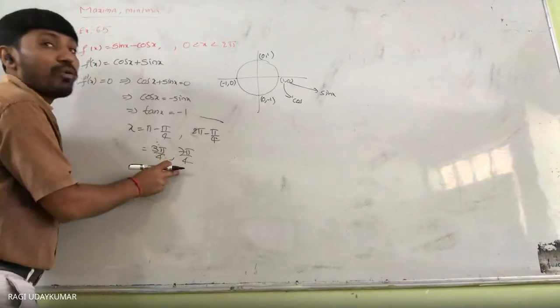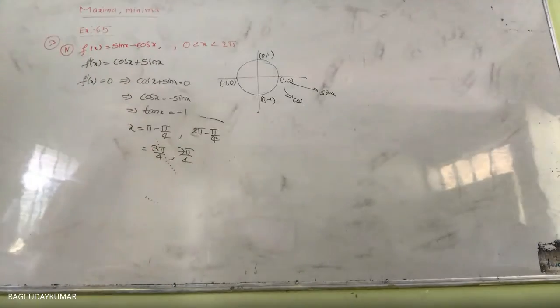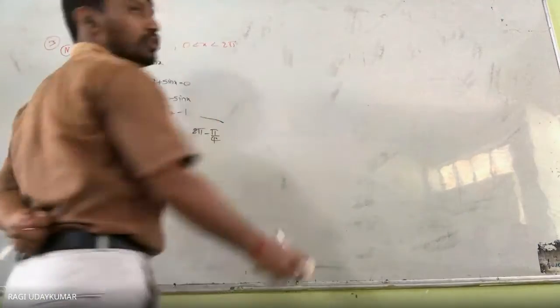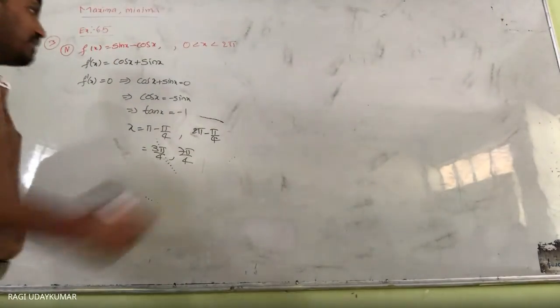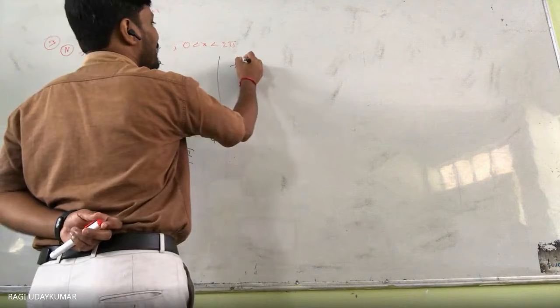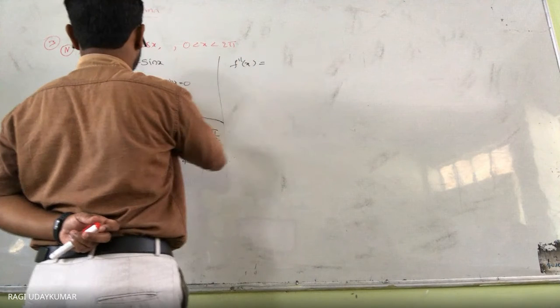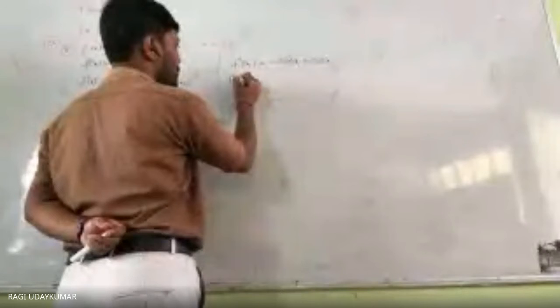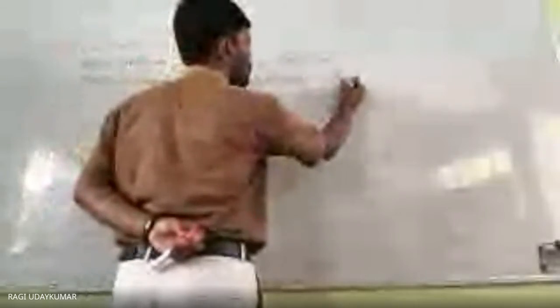So now at these 2 points you need to find out f double dash of x. At these 2 points, find out f double dash of x. So f double dash of x is, from f dash of x, minus sin x plus cos x. So f double dash of 3 pi by 4 is minus sin 3 pi by 4 plus cos 3 pi by 4. What is the sin 3 pi by 4 value? Same as pi minus pi by 4.